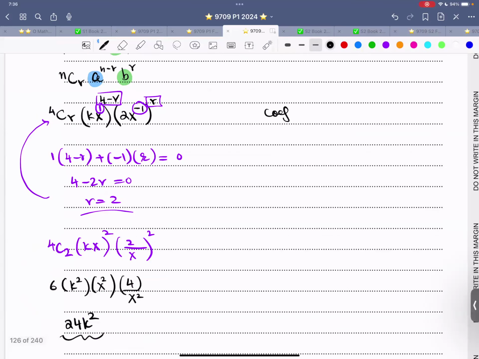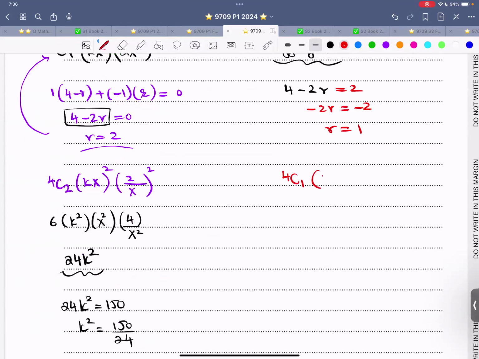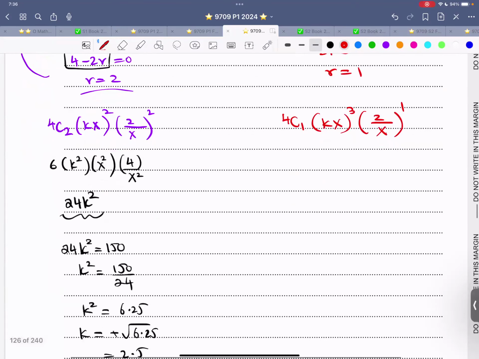So for the coefficient of x squared, equate this thing, 4 minus 2r, equal to the power of the required term, which is 2. So therefore, negative 2r is negative 2. Therefore, r comes out to be 1. Then we will write 4C1 (kx) raised to the power of 3, and this is (2/x) raised to the power of 1. 4C1 is 4. This is k cubed, this is x cubed. This is 2 to the power 1, which is 2. This is 1 over x.